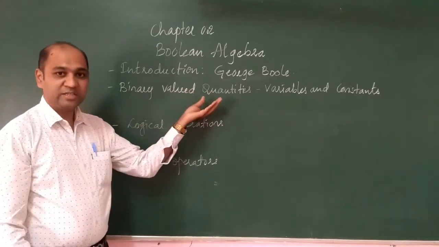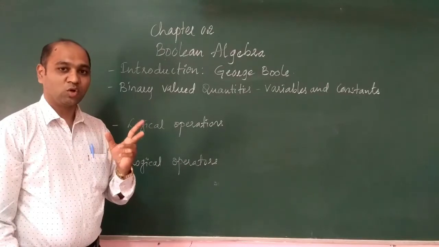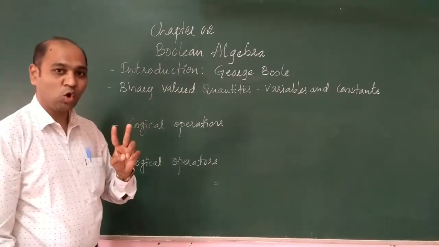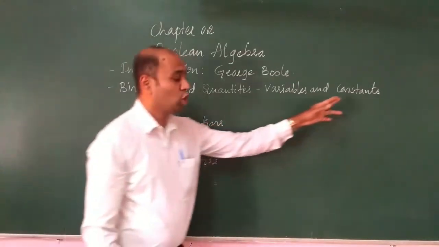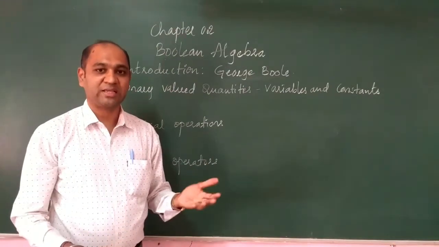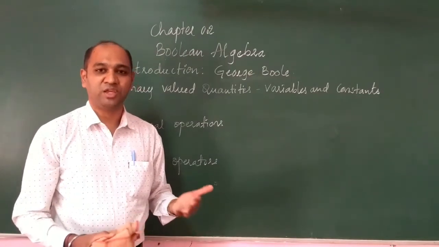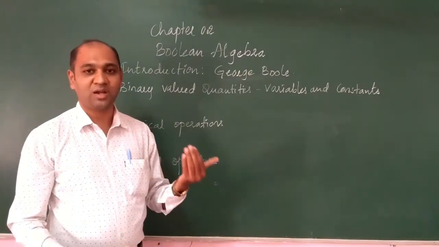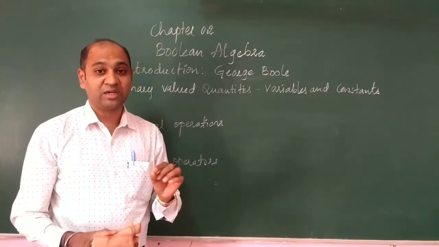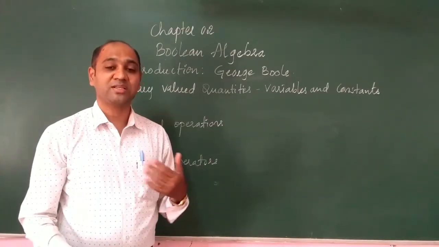Binary valued quantities means what? Here only either 1 or 0, correct? Only true or false, yes or no. These two quantities will be taken as constants. A variable could be any variable such as x, y, z, a, b, c, even you can take p, q, r. All of these are variables. If I say x, x is what? X is a variable that could hold either 0 or 1. Hence it is called a variable.